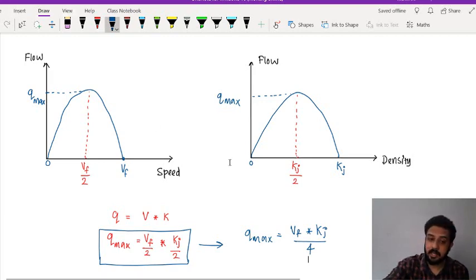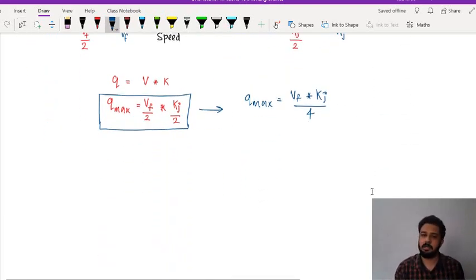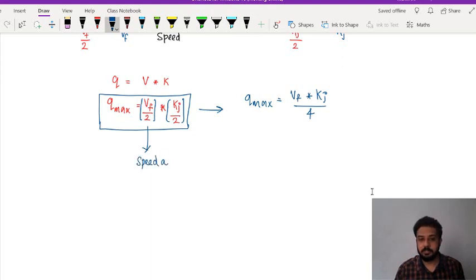Right? So many ways they can ask the question. Either they can directly ask you the value of Q max by giving Vf and Kj. We just have to take Vf into Kj by 4. Or what they can do, they can give sentences like, what is this Vf by 2? Vf by 2 is the speed at maximum flow. Right? So this is the speed at maximum flow. What is it? Vf by 2. Similarly, this is the density at maximum flow. This is not the maximum density. This is the density corresponding to maximum flow.